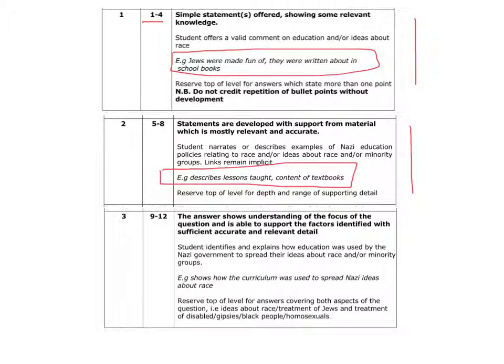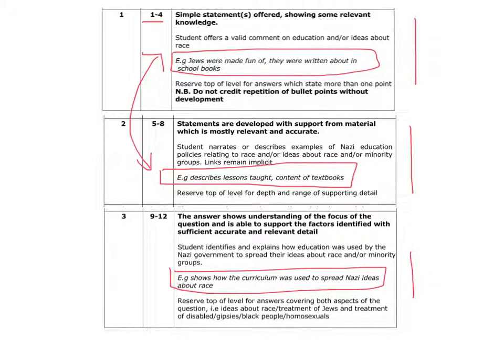And level 3, another example of content, e.g. the candidate shows how the curriculum was used to spread the Nazi ideas. So looking at the mark schemes in your revision gives you some sort of idea of the type of content that you could include. So you've got 3 bits of content there, just to give you a start on the type of information to include in your answer.